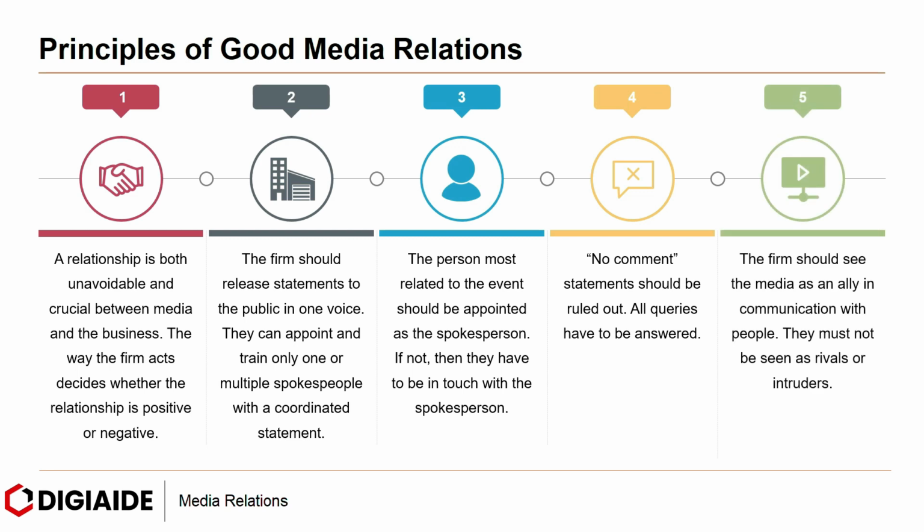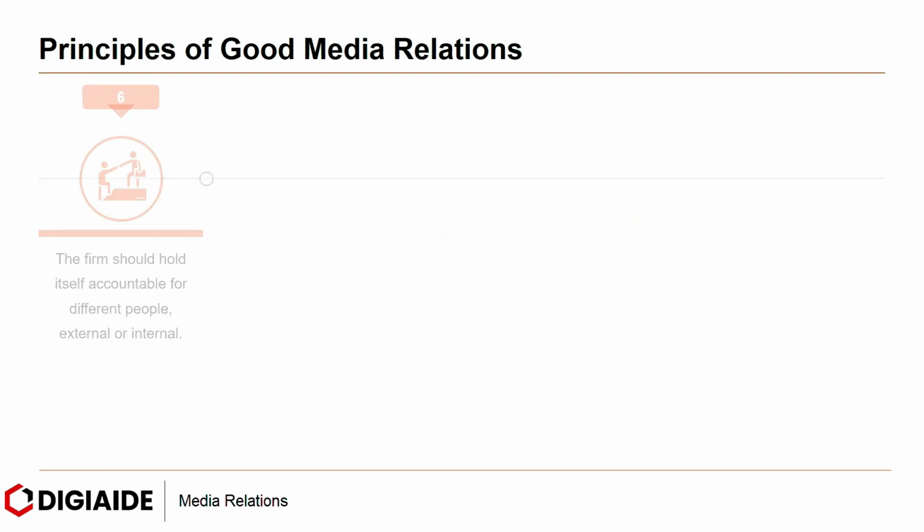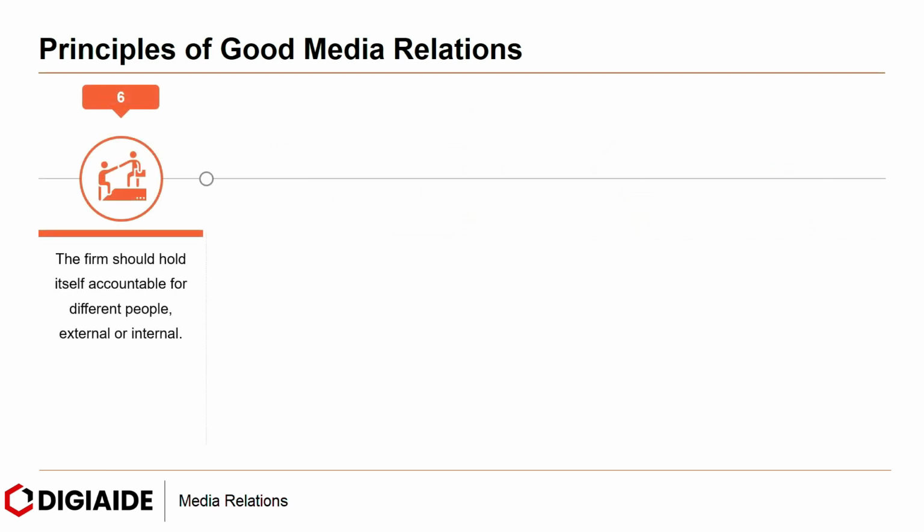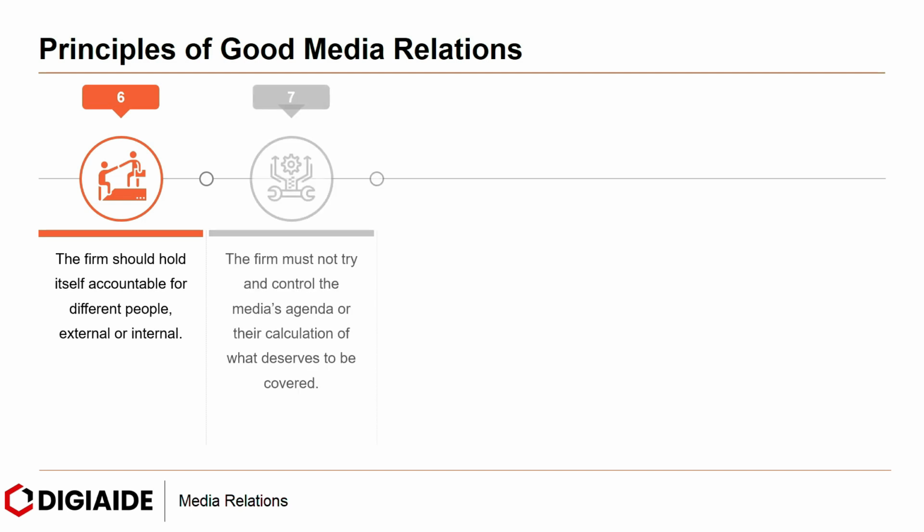Next, the firm should see the media as an ally in communication with people. They must not be seen as rivals or intruders. Sixth, the firm should hold itself accountable for different people, external or internal. Next, the firm must not try and control the media's agenda or their calculation of what deserves to be covered.